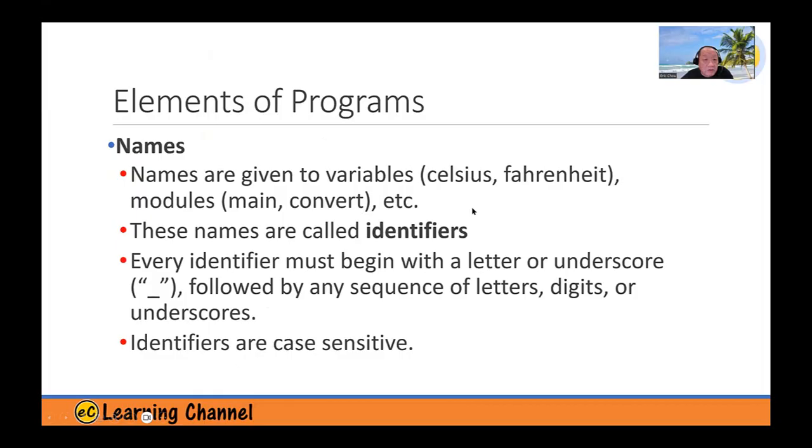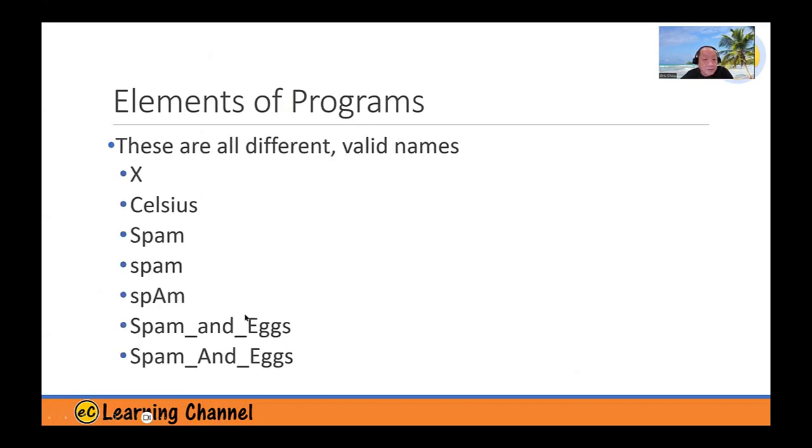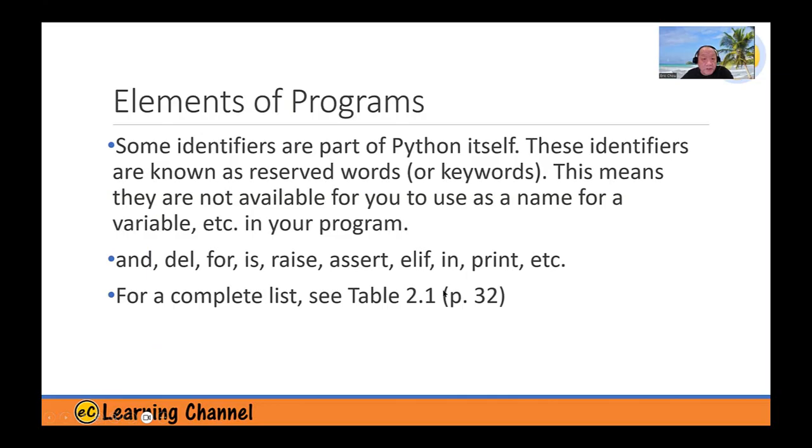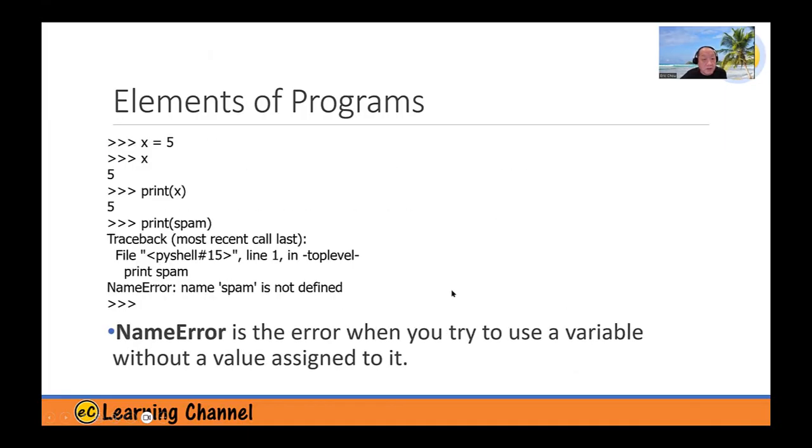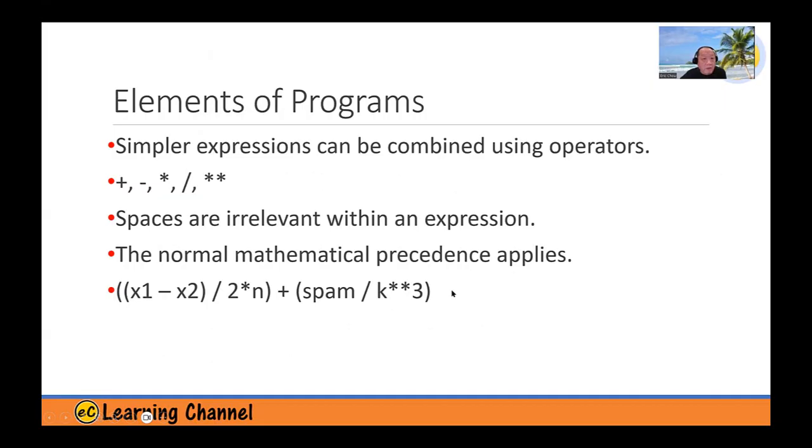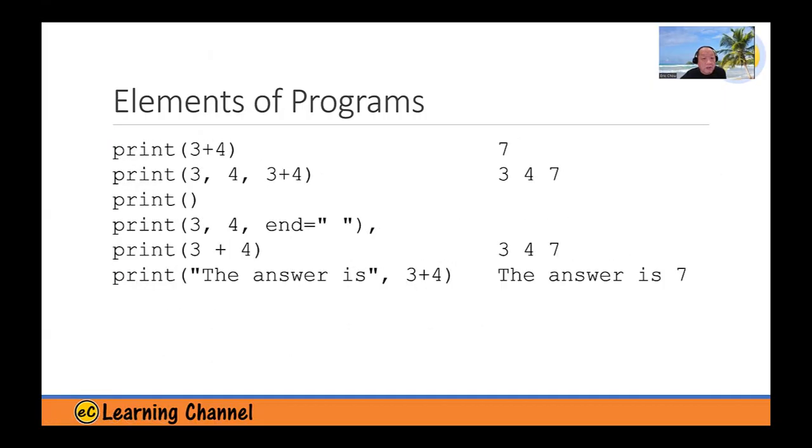And then here it tells you what can be the name of a variable: it must be an underscore or letter or digit. These are the valid names, but lowercase and uppercase mean different things. It's case sensitive. Some keywords you cannot use, such as del, for, is, raise, assert. This I think we covered so far.